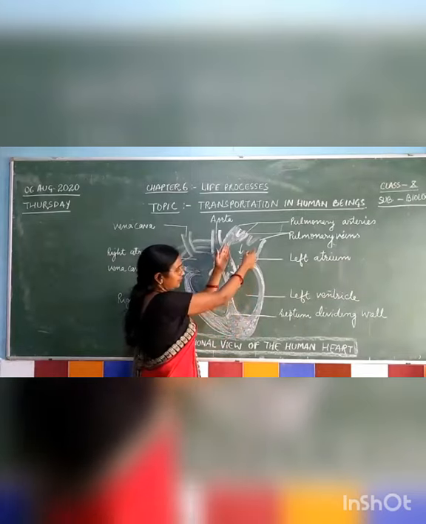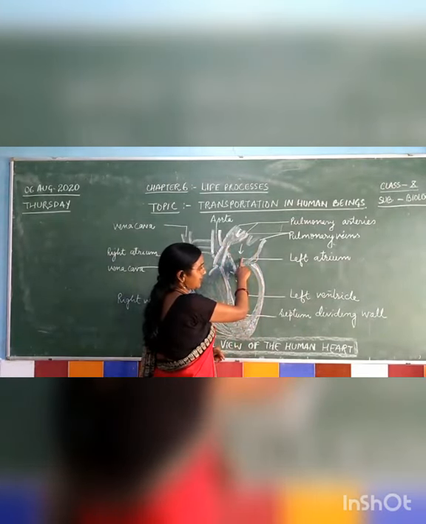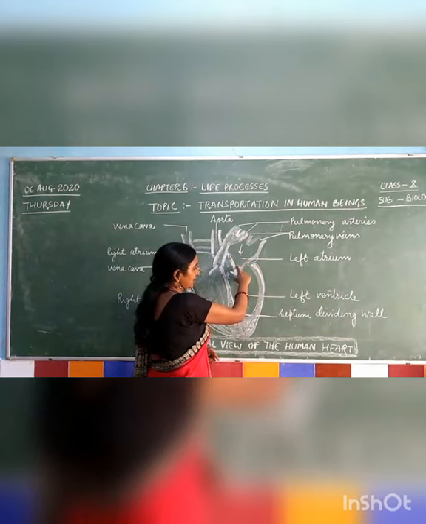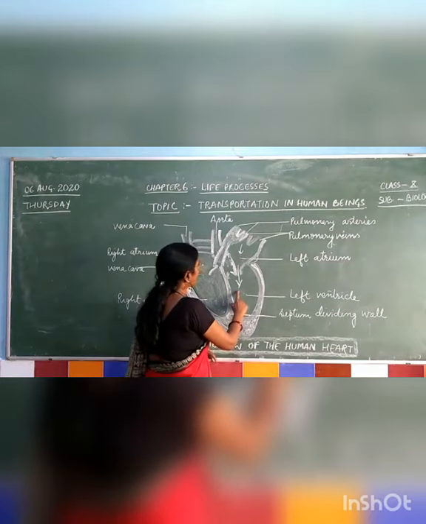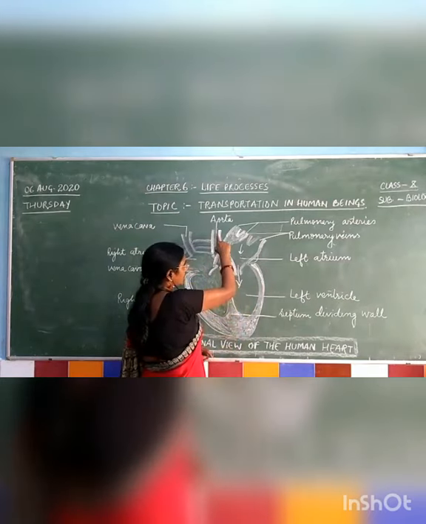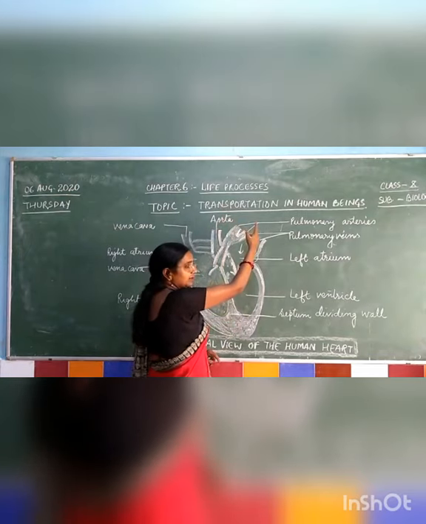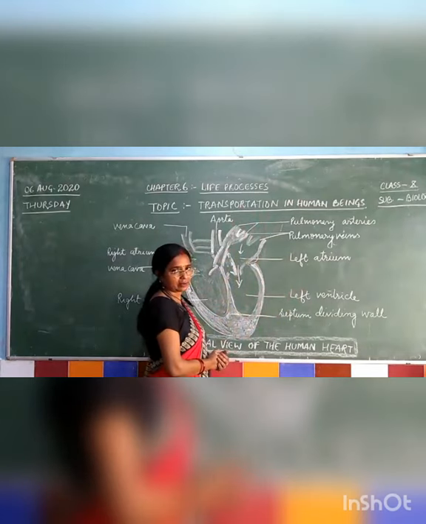This is the function of one of the chambers, which carries the oxygenated blood: firstly the left atrium, then with pressure it is given to the left ventricle. The left ventricle supplies this oxygenated blood to the aorta. The aorta gives it to the different arteries. Arteries give it to the different body parts.